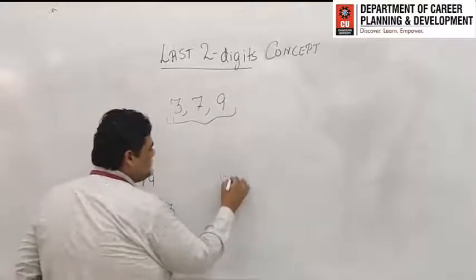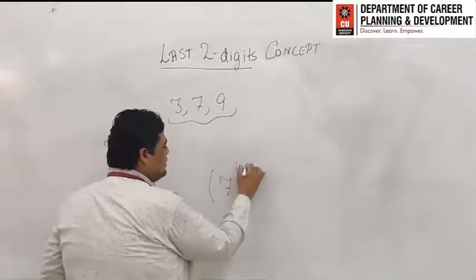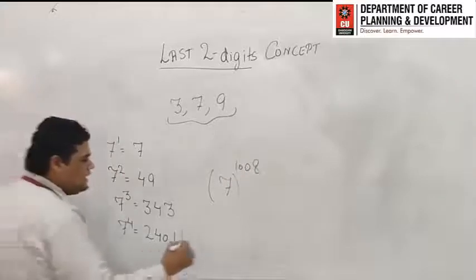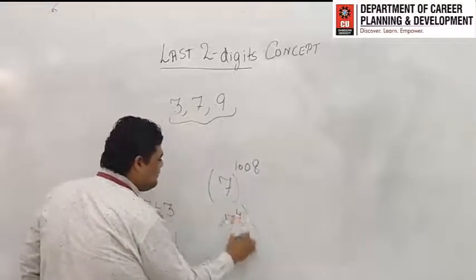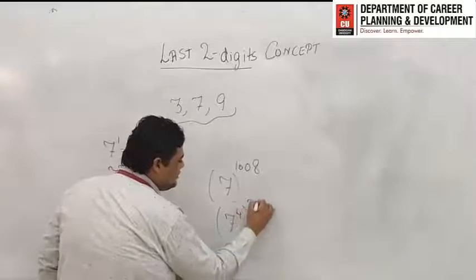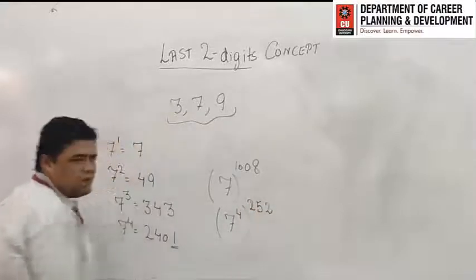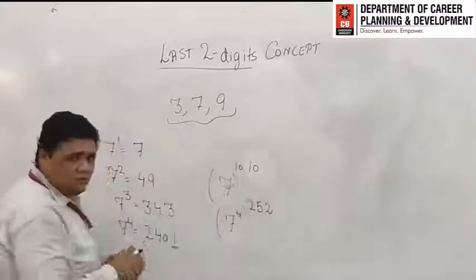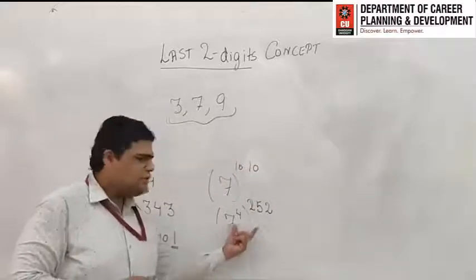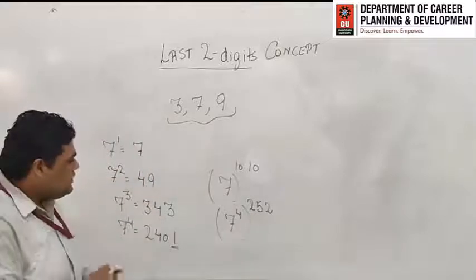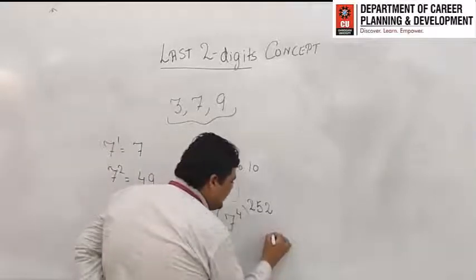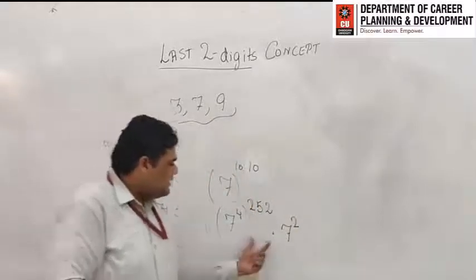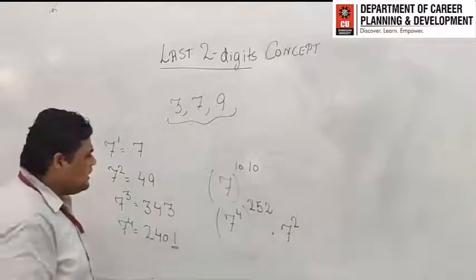Here also, if 7 raised to the power 10008 is given to us, then again we will take the power 4 inside. So it will be 7 raised to the power 4 and raised to the power 252. The remaining one. If it is 1010, then what we will do? We will use 7 raised to the power 4 to the power 252 and we multiply 7 square, that is the remaining power.